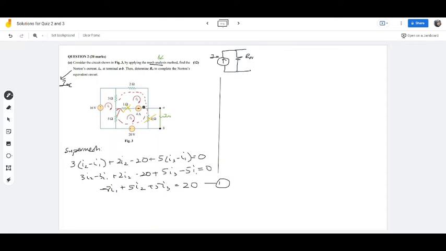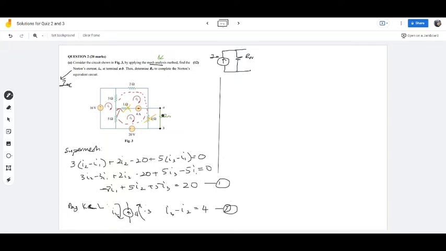Now when you have a super mesh, there will be one equation by KCL. The way you do it, you see that the 4 amp current is going that way. You can draw any way you want, and you can see that I3 is going up the same direction as the 4 ampere, and I2 is opposing it. So you know your equation is I3 minus I2 equals 4. This is your second equation.